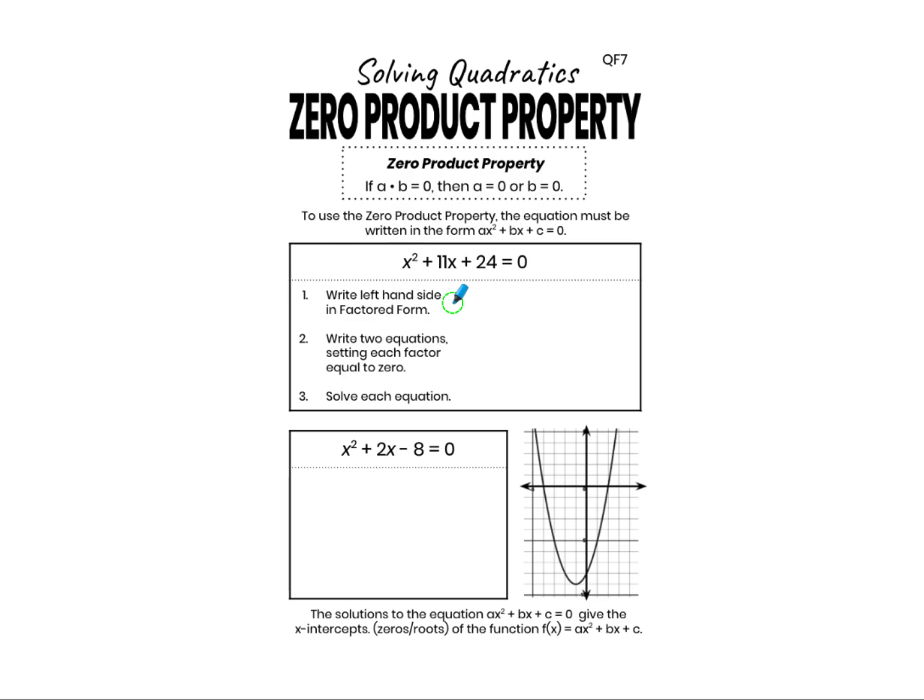x squared plus 11x plus 24 equals 0. We could subtract 24, but we don't know how to take the square root of x squared plus 11x. So we're going to solve this equation using the zero product property.